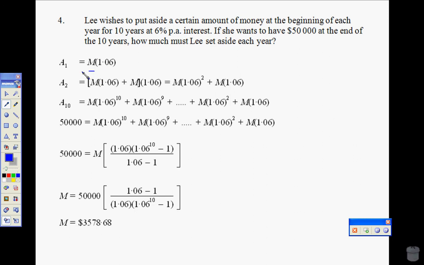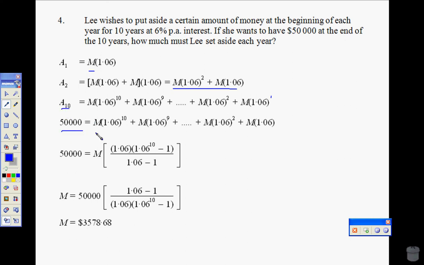But again, what happens? We put in an amount, and it gains interest for the end of 1 year. For the second year, we make another payment, and it gains interest. So we end up getting an expression in this form. Sorry, I'm saying month, I should be saying year, because it's 6% interest per year. So at the end of 10 years, she's made 10 payments. The first amount has gained interest for 10 years, the second amount for 9 years, and so on, till the last amount has only gained 1 year of interest. What we want is A10 to be equal to 50,000.